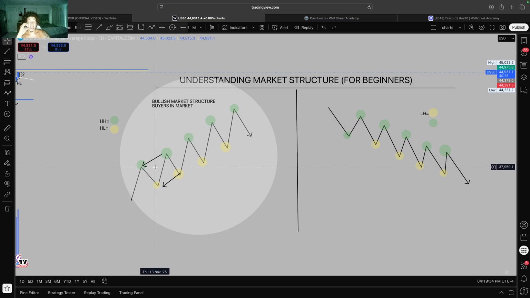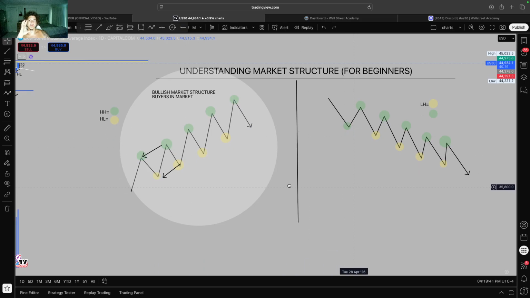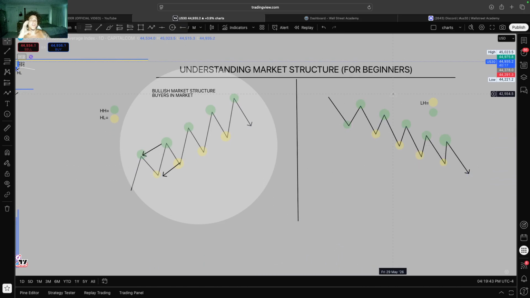All right. So let me go to this side now, because this is as plain and simple as it gets. This is a bearish market structure. All right, bearish equals there's sellers in the market, it's going down. So when you hear bears, think sells, think red. When you see buyers, you think green, bullish.